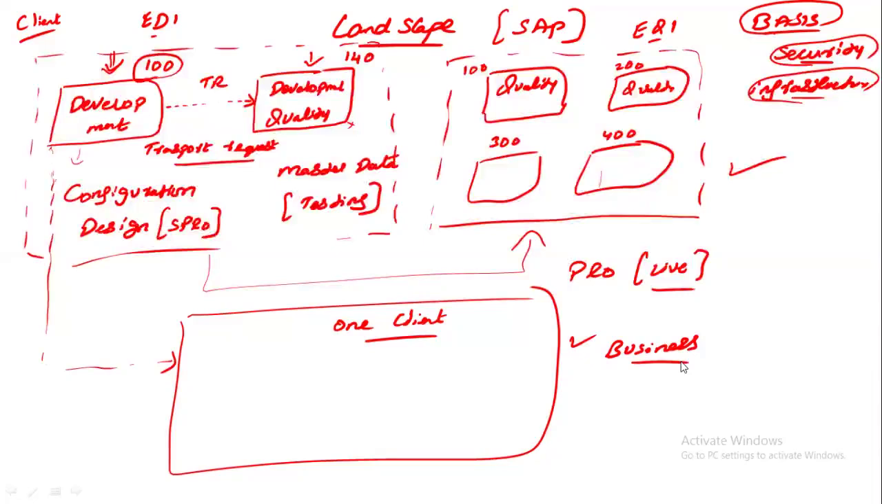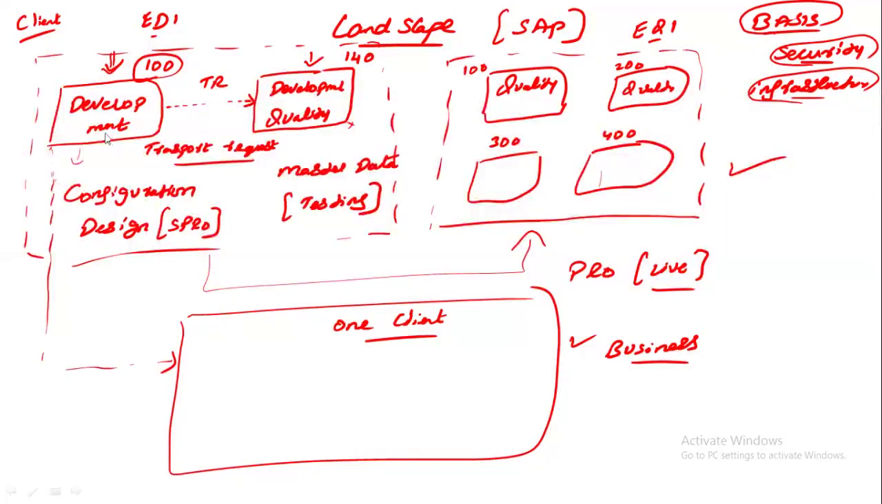So if anyone asks, what was your landscape in your previous project? You can tell that we have a development system. We have development with different clients. That is one system. Then we had the quality system. In the quality system, we had one or two clients for business doing the testing. And then we had one more system, which is production, which had only one client, which was the live system where only business had access. So this is how the landscape of SAP looks.